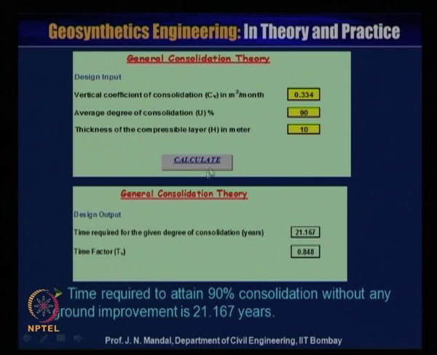So, if you calculate using the general consolidation theory, you can have the design output, that means time required for the given degree of consolidation in year is 21.167 and time factor Tv is 0.848. So, you see the time required to attain 90% consolidation without any ground improvement is 21.167 years. So, you have to wait more than 21 years to consolidate the soil to improve the ground. So, it is very critical and difficult.